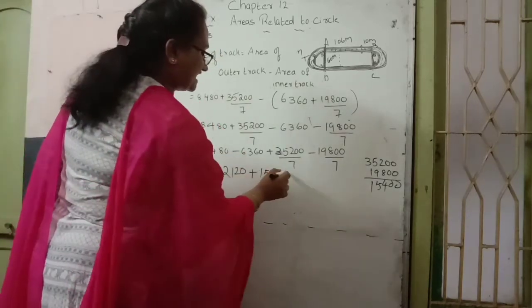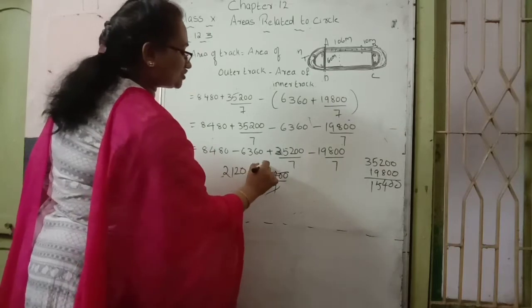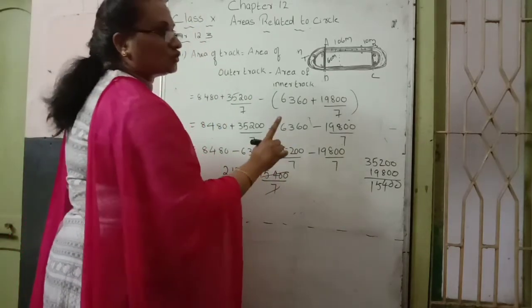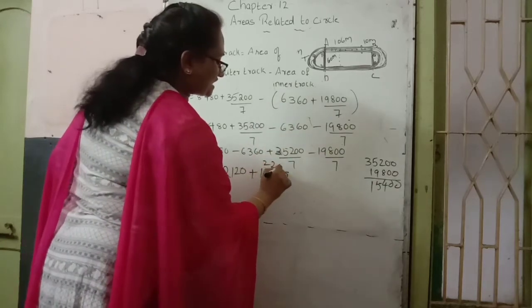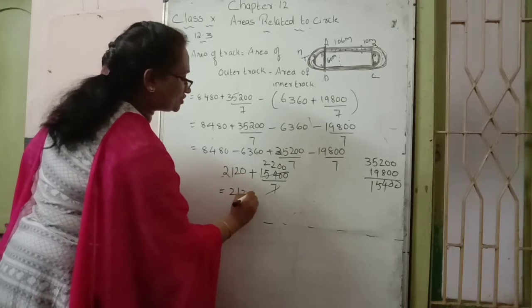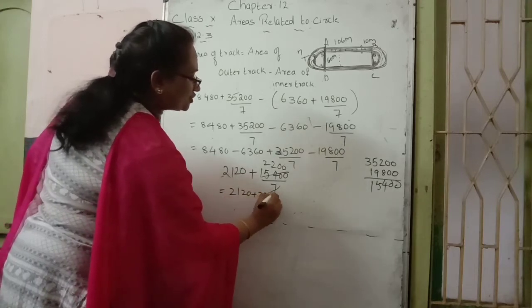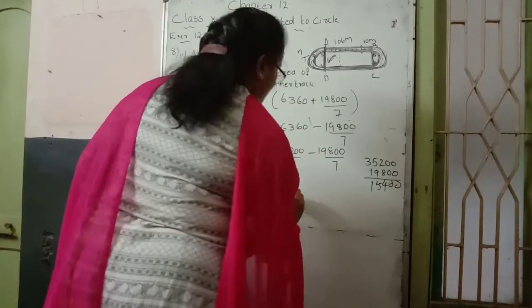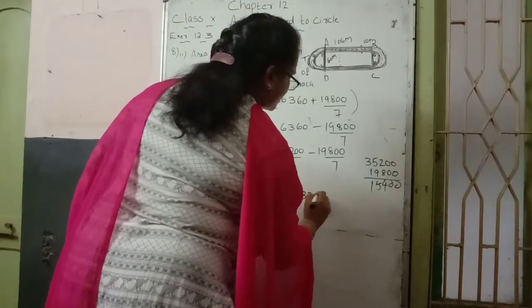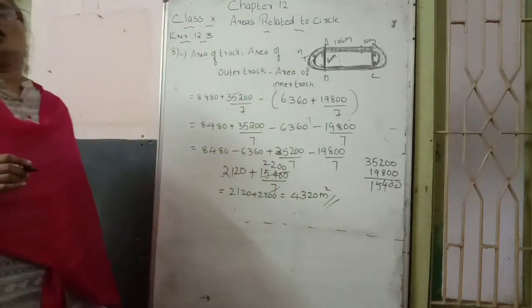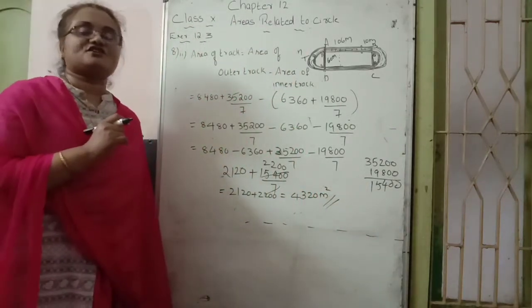Now these two cancel: 7 times 2 is 14, remainder 1, and this 4 joins to make 14, 7 times 2 is 14, then 0. So we get 2,200. So we have 2,120 plus 2,200. Adding these, we get 4,320 square meters, which is the area of the outer region of the triangular track.